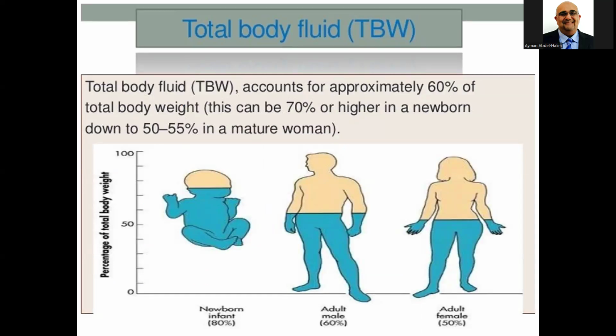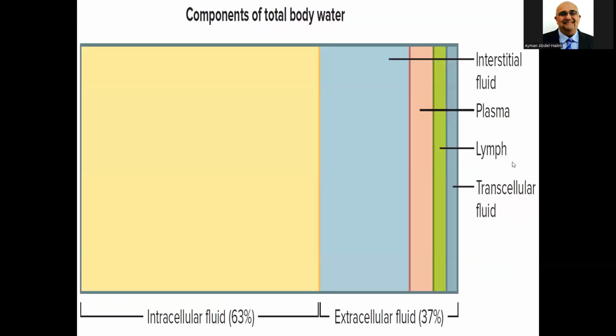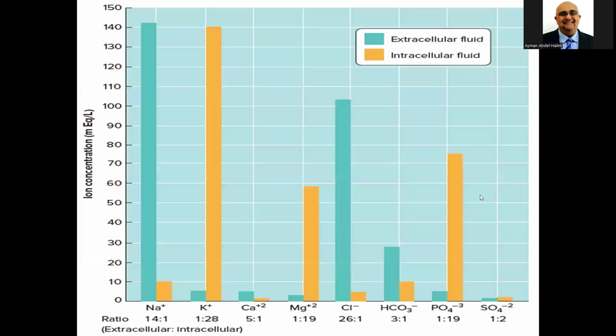Total body water accounts for approximately 60% of the total body weight. This could be 70% in a newborn or maybe 50% in a mature woman. Components of body water: intracellular and extracellular. Intracellular is around 63%, and the extracellular is 37%. And then here you can see the interstitial fluid, the plasma, lymph, and transcellular fluid.